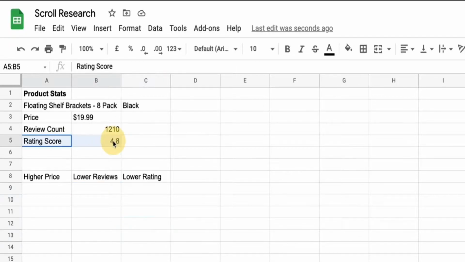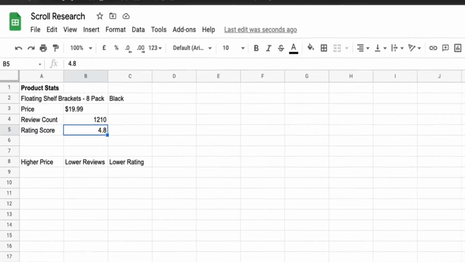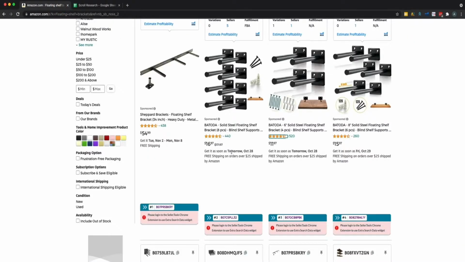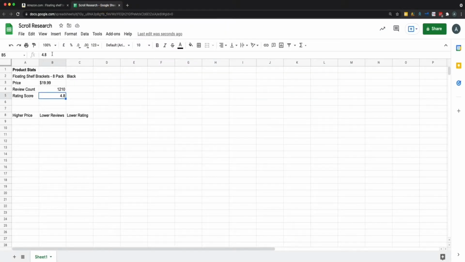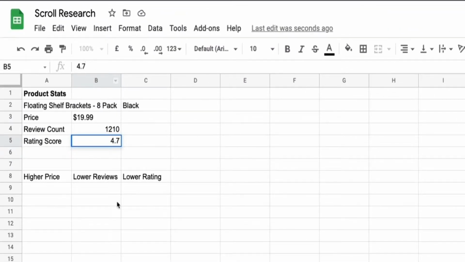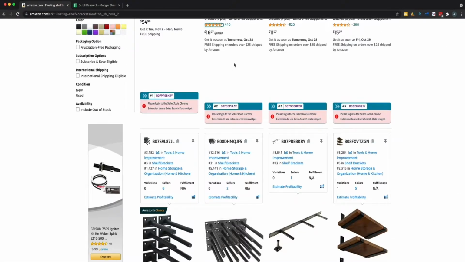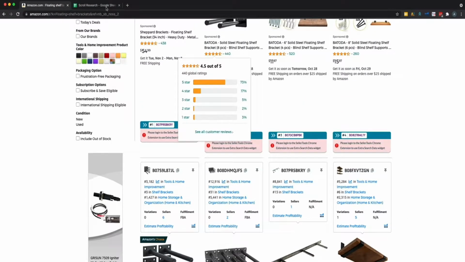Okay, and then rating score. So 4.8 leads to a 5-star, and none of these are 5 stars. So this gives us an opportunity. For this example, let's just say 4.7, which leads to a 4.5-star rating by the looks of this, right? This is a 4.5 star.